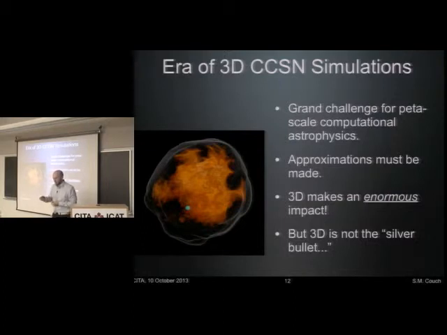But what I'm going to talk about today, I hope will convince you that 3D makes an enormous impact on the dynamics of core collapse supernova simulations. But our current best evidence indicates that 3D is not the silver bullet, meaning that going to 3D doesn't solve all of our problems with the mechanism. We still don't necessarily find robust explosions. I'll talk about that more.